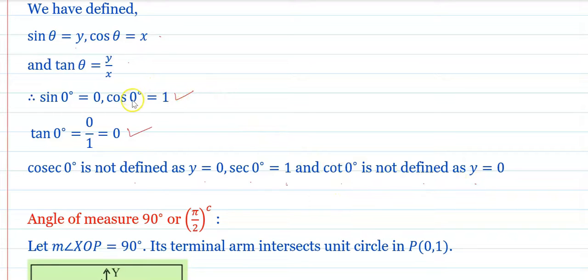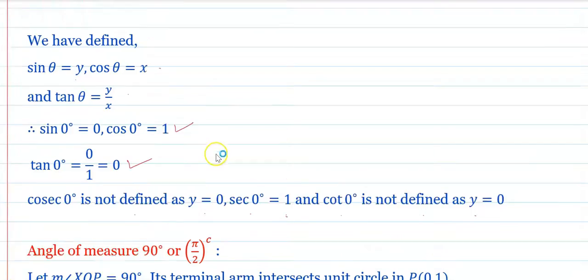किंवा यांचे reciprocal जरी केले तर चालतील. Cosec 0 means what? 1 upon 0 is not defined. Sec 0 means 1 upon 1, that is 1. And cot 0 means what? 1 upon 0, that is again not defined. या प्रकारे देखील तुम्ही ते शोधू शकता.